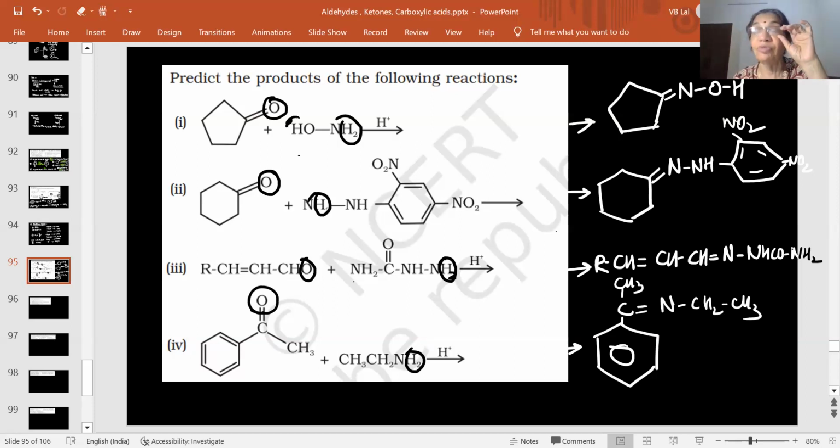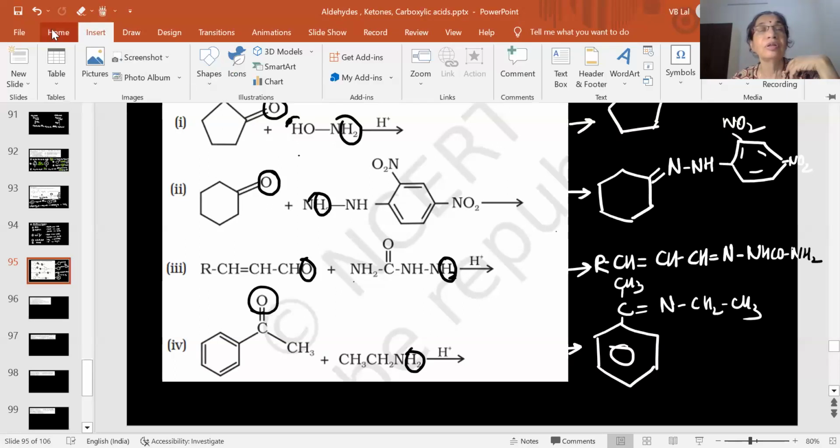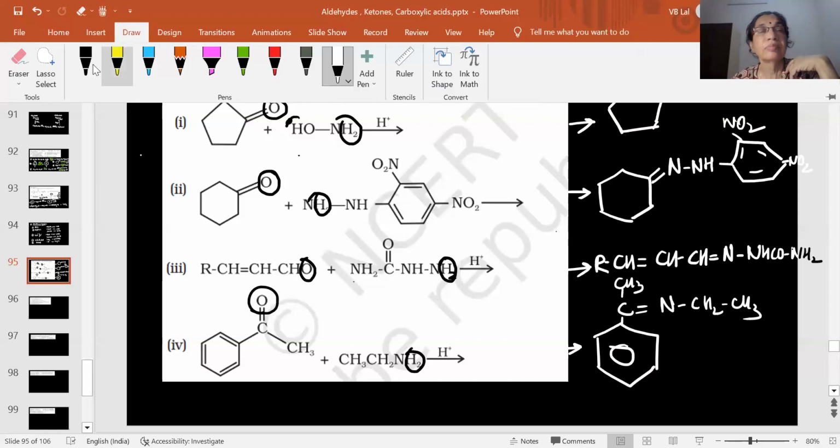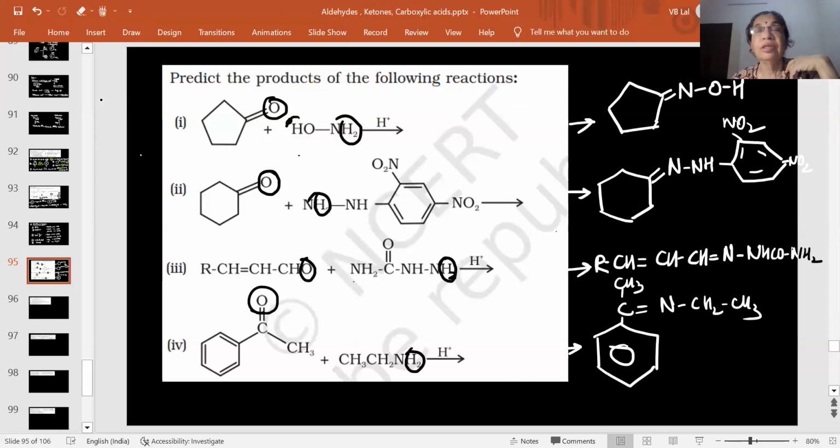Okay, so these are the different products that you will get when the compound which has a carbonyl group reacts with another compound which is a what? Ammonia derivative. These are all reactions of what? Ammonia derivatives. Okay, these are all ammonia derivatives.